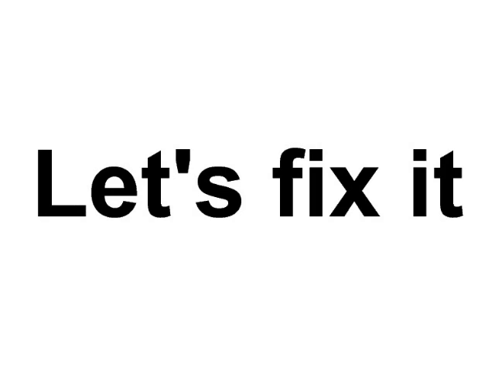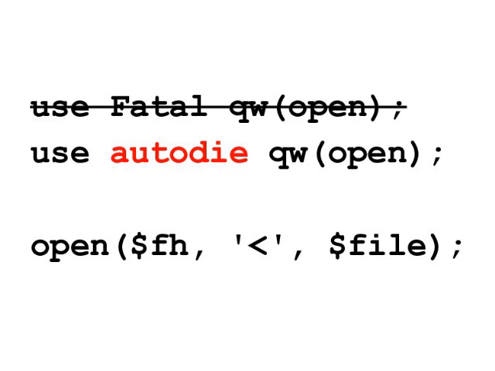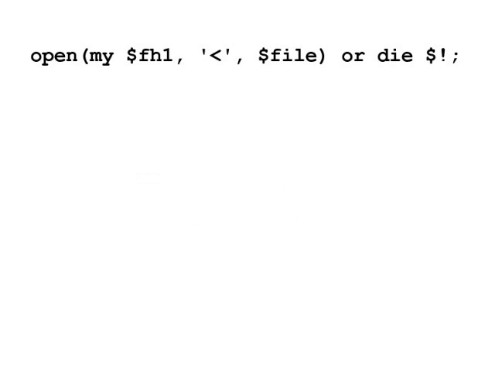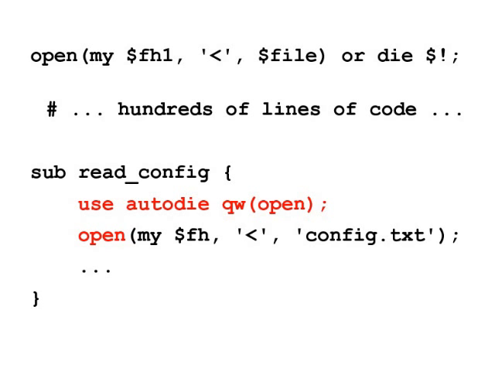So, let's fix it. If you're using Perl 5.10, you can now grab the autodie pragma. The autodie pragma works like this. Where you'd normally say use Fatal, now you can simply say use autodie and supply exactly the same arguments. The important thing is that autodie has lexical scope, meaning it lasts until the end of the current block, file, or eval. So now, when I have my program that opens a file, and then I have my hundreds of lines of code, and a subroutine which uses autodie, the autodie inside the subroutine only changes the code inside the subroutine, and everything else works as expected.